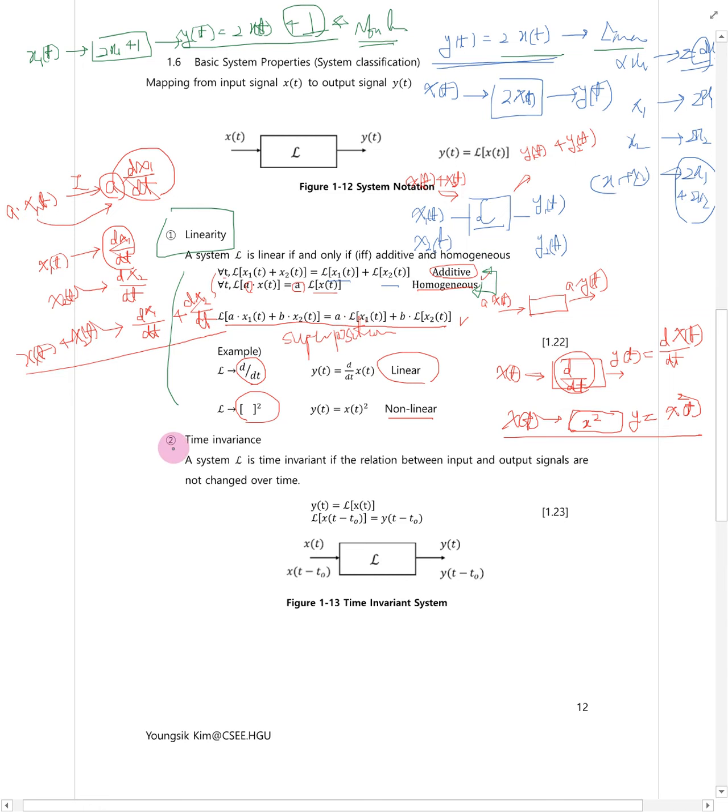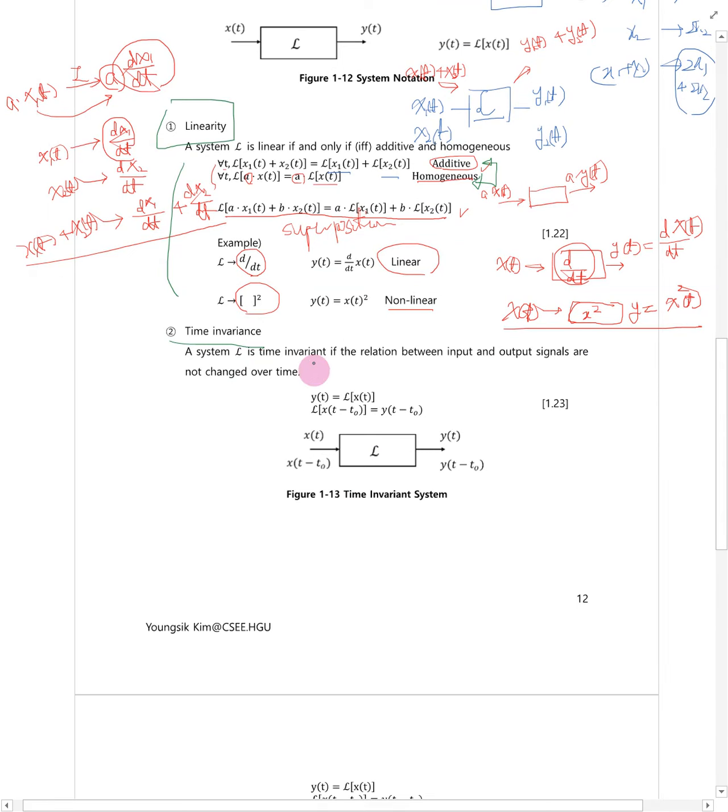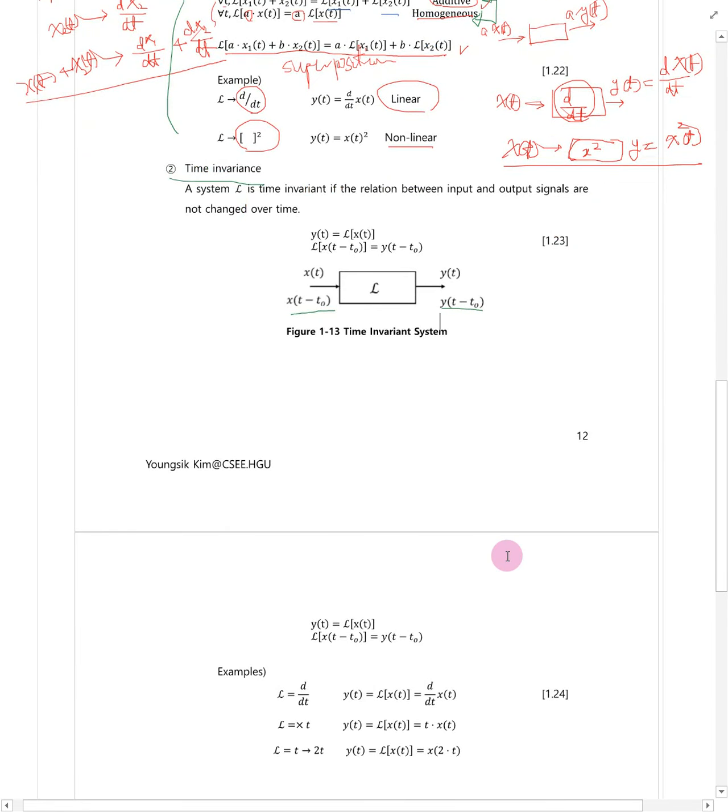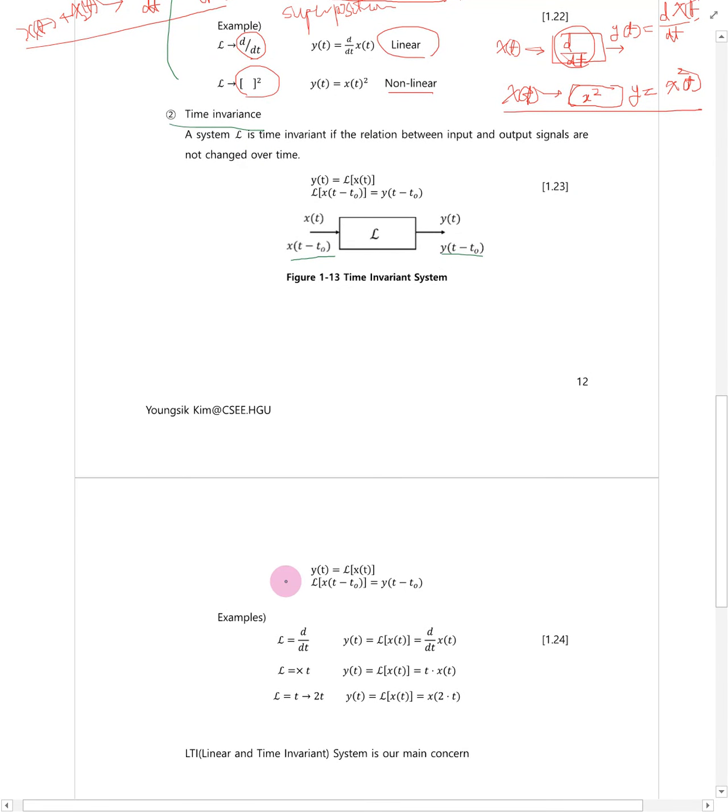The next property is time invariance. Time invariance means that if the input is shifted, then the output is just the shifted version. If we apply a shifted input and the output is just shifted, then we call this a time invariant system. Here is an example: a differentiator. If you try this one, it is time invariant. It doesn't change, and it satisfies these conditions.